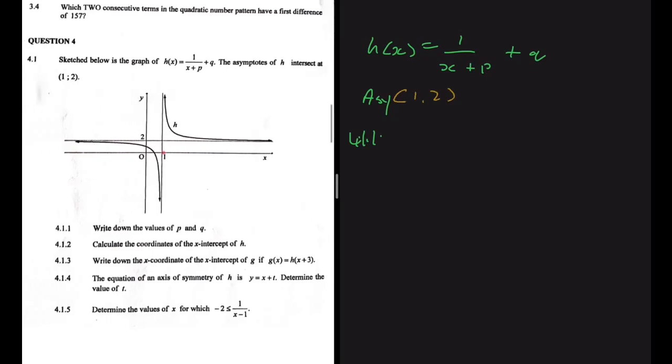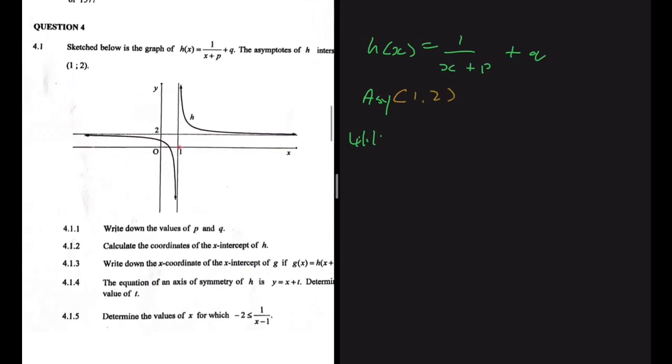Sketch below is the graph h of x. So we have h of x being equals to 1 divided by x plus p plus q. The asymptotes of h intersected at coordinate 1, 2, right? That's where we have our coordinate system, right? And then 4.1.1 says that let's write down the values of p and q.